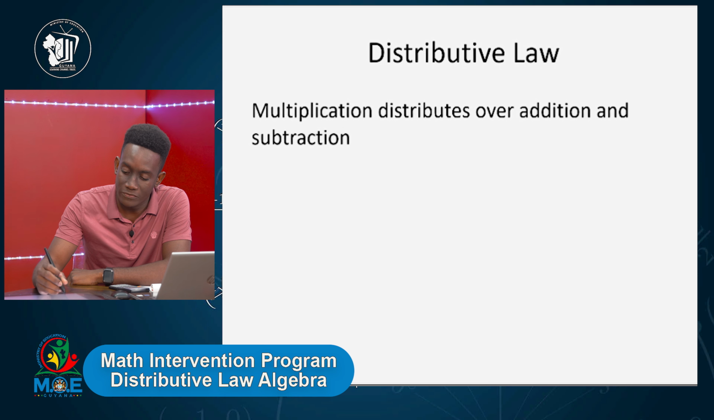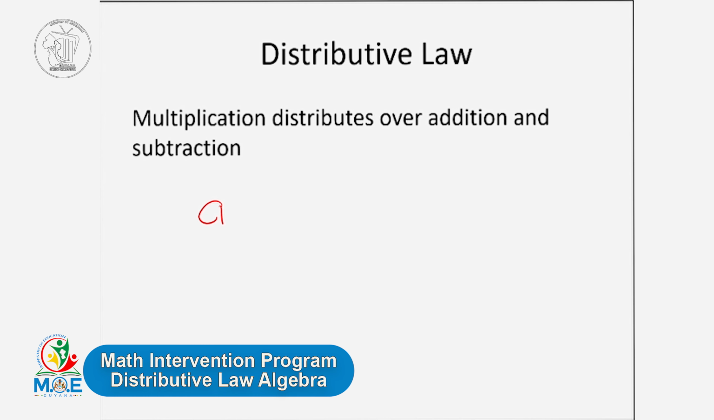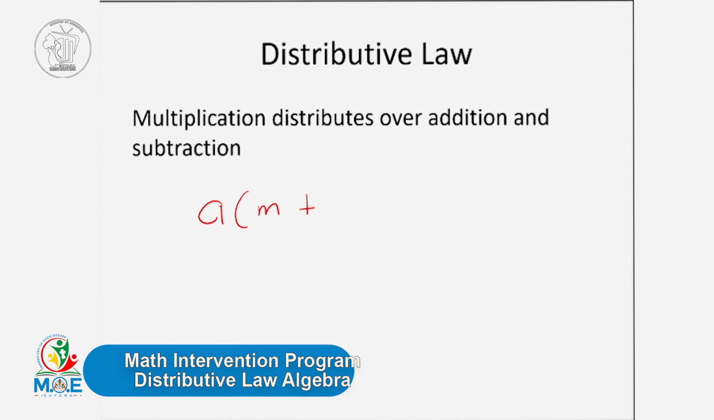So the distributive law says multiplication distributes over addition and subtraction. What this law basically is saying is that if you have, let's say, A open bracket m plus n, as you can see, this A is directly outside of this bracket. So that means this A is multiplying whatever is in this bracket. So what the distributive law says, you have to multiply this A by everything in the bracket. So this would be A times m would be am, plus A times n would be an. And that is what the distributive law says.